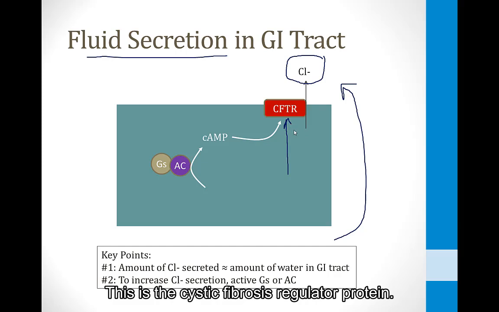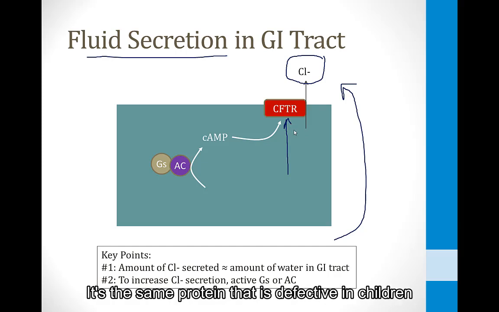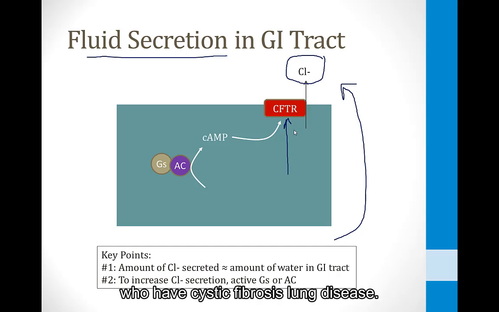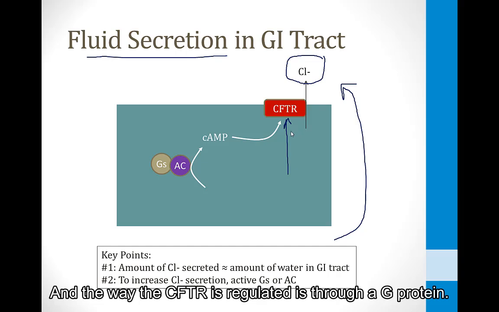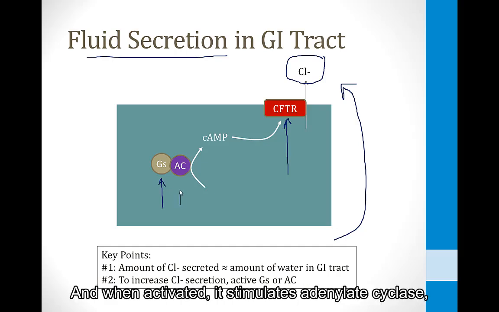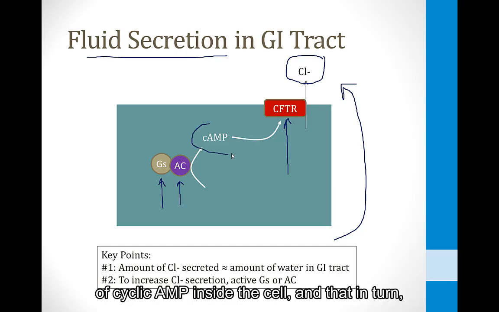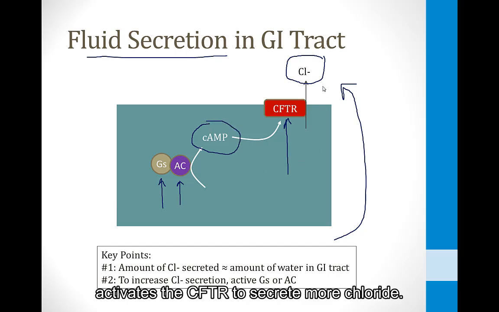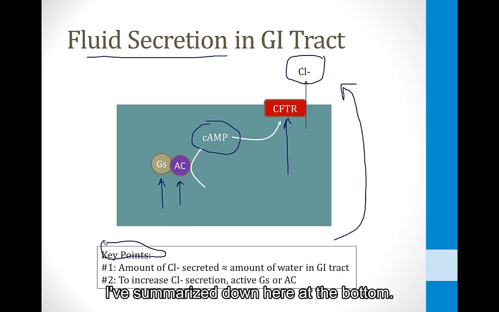This is the cystic fibrosis regulator protein, the CFTR. It's the same protein that is defective in children who have cystic fibrosis lung disease. And the way the CFTR is regulated is through a G protein. So there's a G stimulatory protein found in cells in the GI tract, and when activated, it stimulates adenylate cyclase, and then adenylate cyclase increases the amount of cyclic AMP inside the cell, and that in turn activates the CFTR to secrete more chloride.